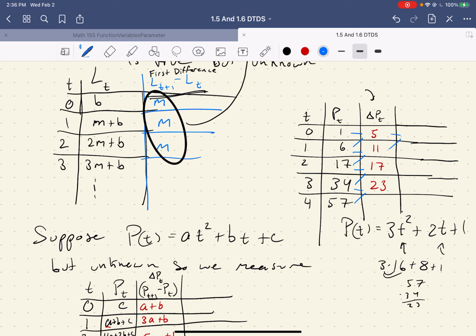11 minus 5. What do we get? 6. Okay. 17 minus 11. What do we get? 6. 23 minus 17. What do we get? 6. Okay. So the second difference, whatever that means, which I'm just going to write as del squared P sub t, this time it's constant.